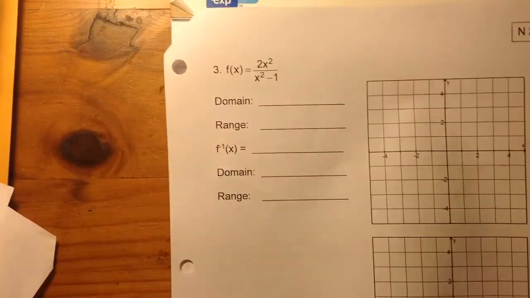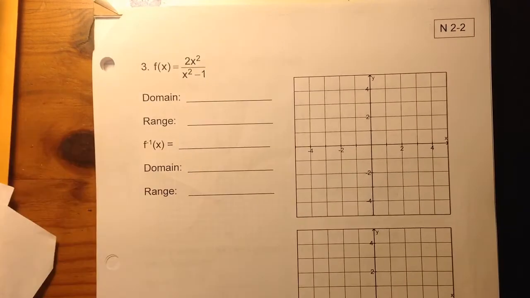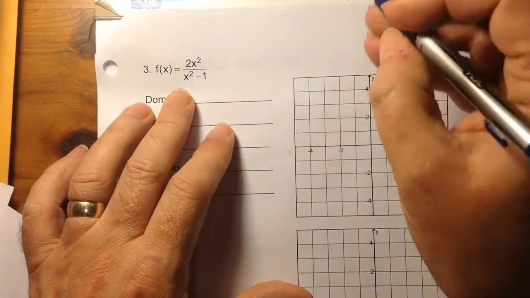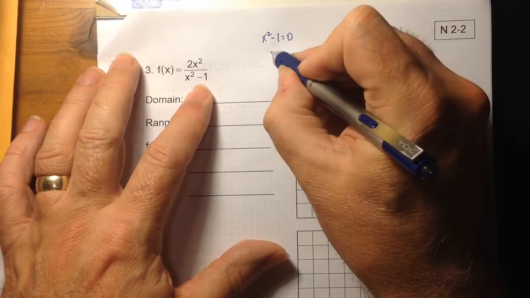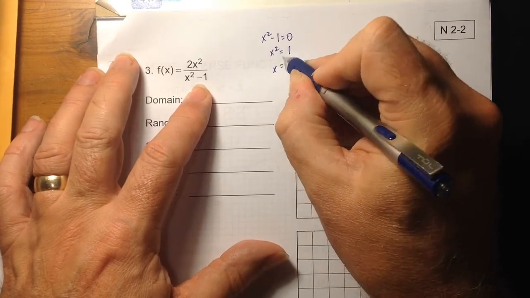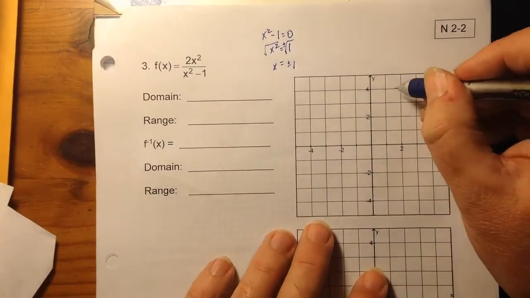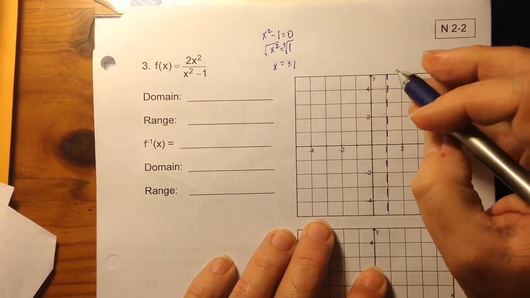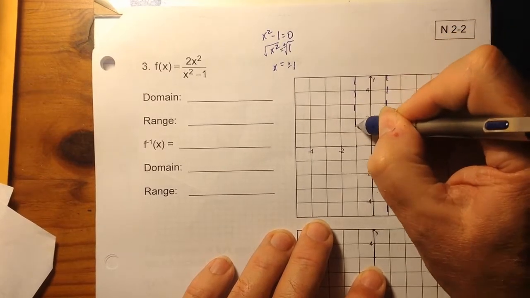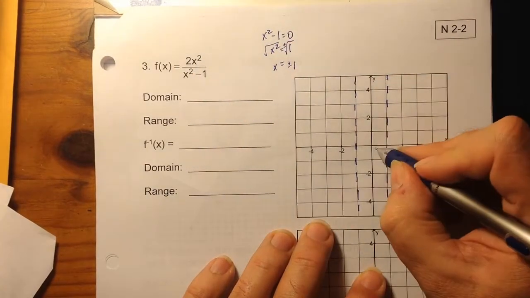Our last example is going to be a rational function. It would probably help if you graphed this one. If I put the denominator equal to 0 to find out where the asymptotes are, I get x squared equals 1, and if I take the square root of both sides, positive or negative, I get positive or negative 1. So I have an asymptote at positive 1, and an asymptote at negative 1. If I put in 0 for a point, I get 0.